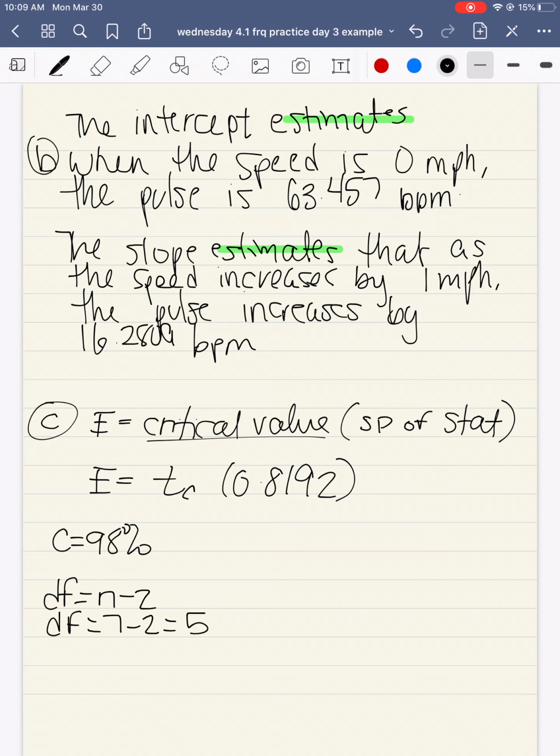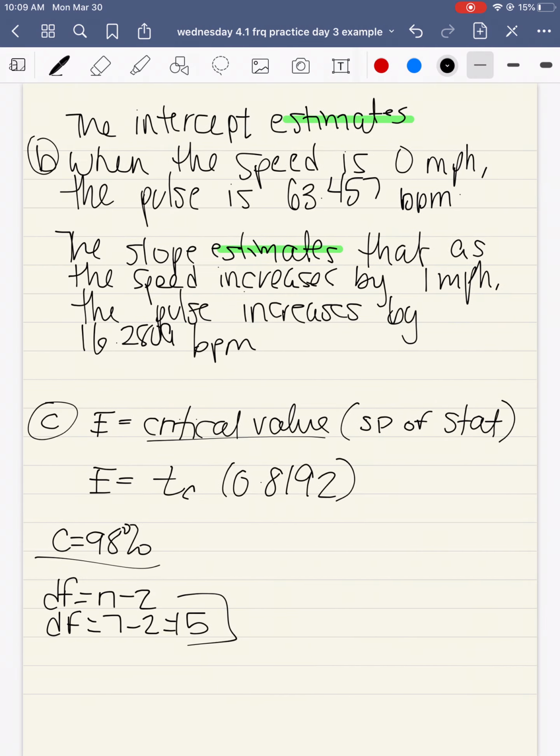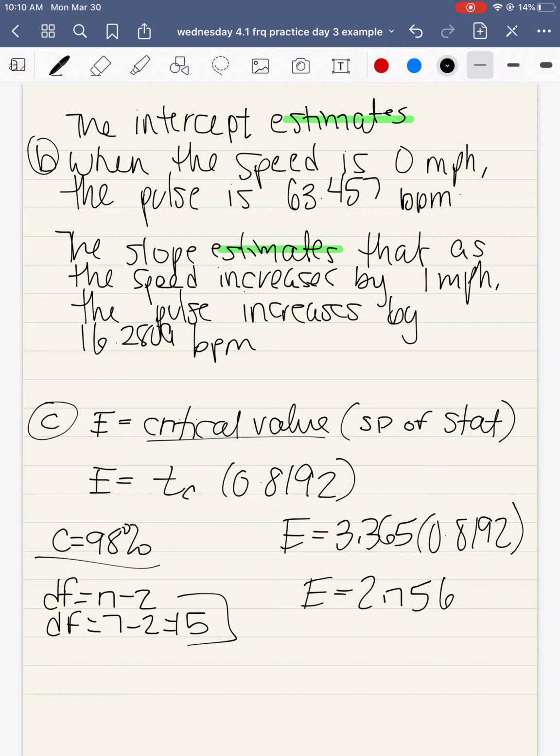So now I need to look at my t-table, and I need to look in row 5 and look for 98%. So row 5, looking across here, and then 98% up here. So we get 3.365 as our t here. So our E is going to be equal to 3.365 times 0.8192. So our margin of error is going to be equal to 2.756.